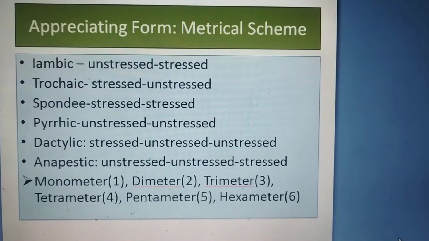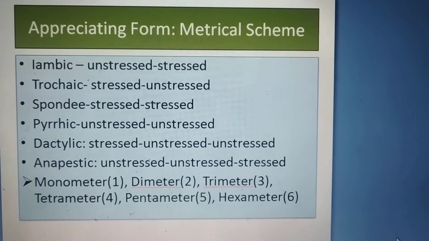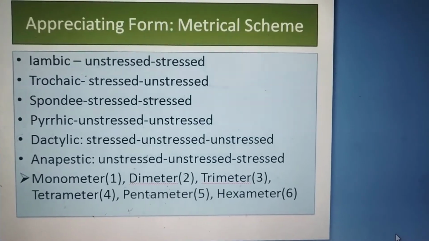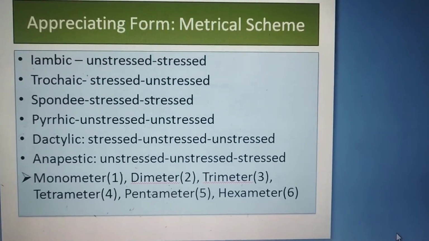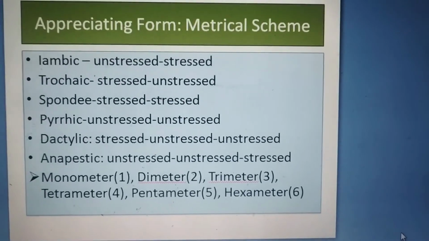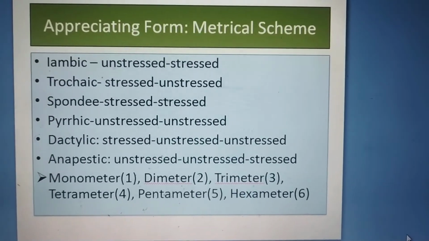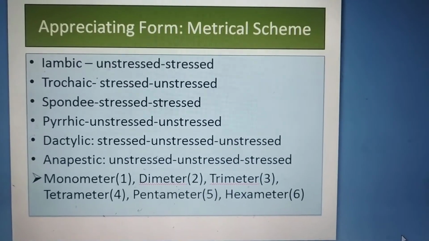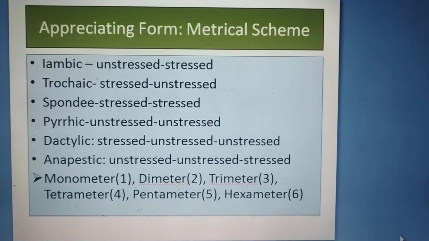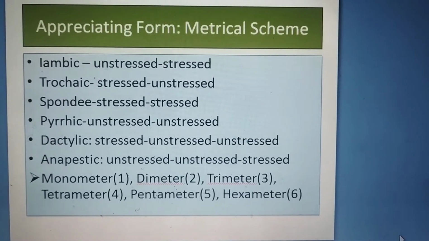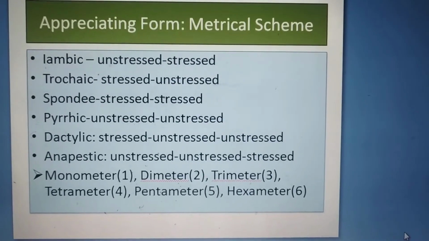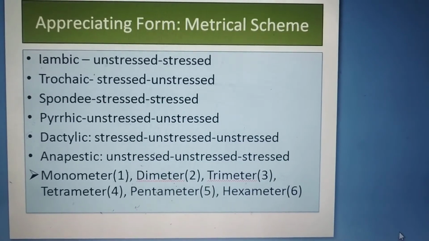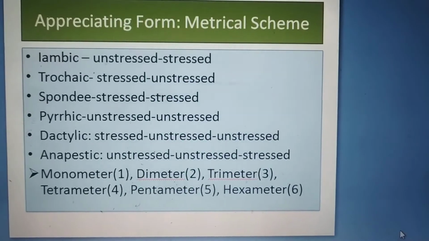We have spondee, where the first and second syllables both are stressed. We have pyrrhic feet, where both the syllables are unstressed. Then we have dactylic feet, in which we have one stressed syllable followed by two unstressed syllables. And then we have anapestic feet, where two unstressed syllables are followed by one stressed syllable.